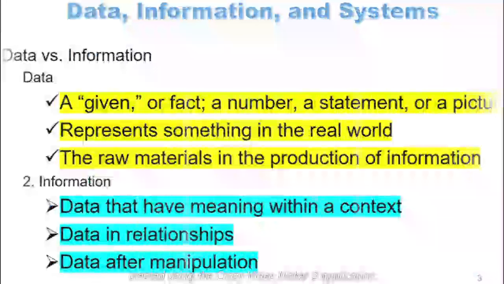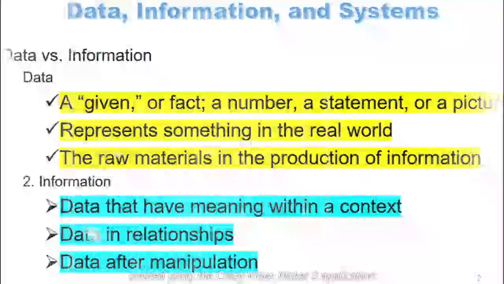The same data can represent something in the real world. Something that is real, that you can see, capture, or touch, is also referred to as data. Anything that can represent a set, a given number, or a given situation is referred to as data. The raw material in the production of information is also referred to as data.